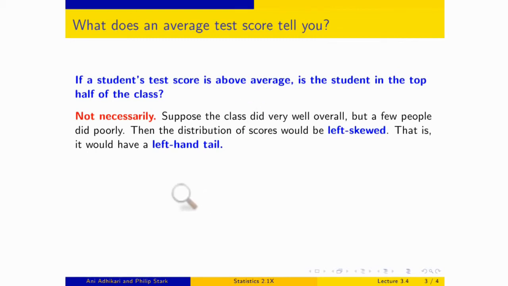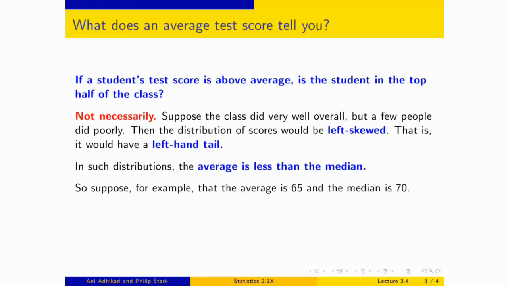Suppose you have a distribution that has a shape, and now I'm going to let my mouse do my talking like that. So the class did very well, lots of high scores, but a few people had a bad day and did poorly. Then the distribution of scores would be left skewed. It would have a left-hand tail, a tail heading towards the low scores. So a very small number of students with rather low scores and the bulk of the students with high scores. And in that situation, what would be the relation between the average and the median? You got it. The average would be less than the median in this situation because it's the mirror image of the picture we had for incomes.